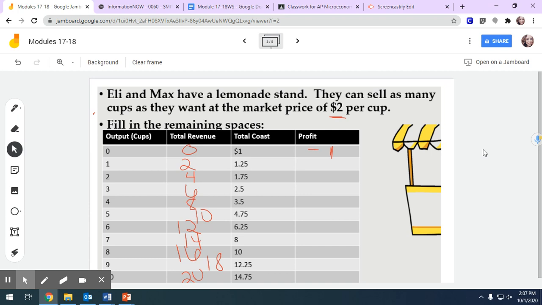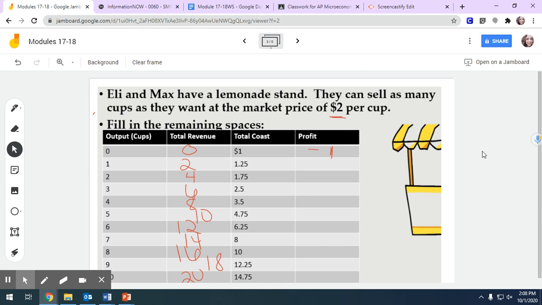Yeah, you still have the stand itself. Just because you're not putting out any output, there's still going to be fixed costs. So there's always some kind of cost because of the fixed cost and fixed inputs. And we'll talk more about costs in Module 19, but we'll see that there's always fixed costs. So even when you're at nothing, there's going to be some kind of cost.